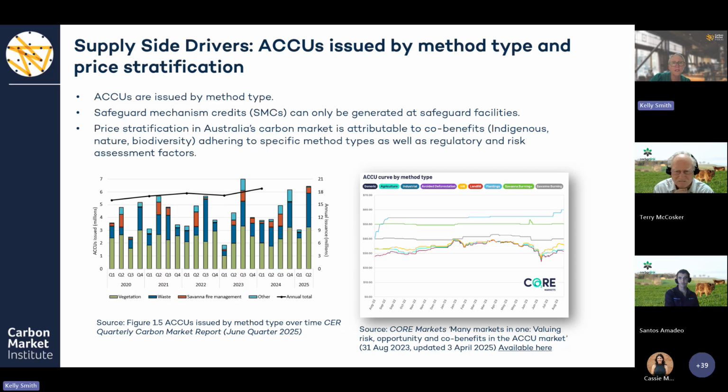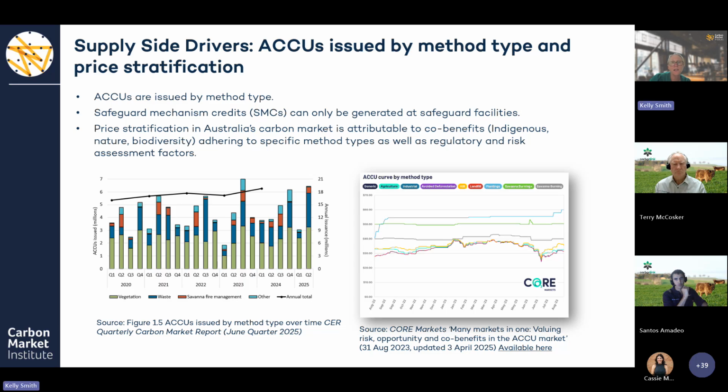So differences in risk, permanence, co-benefits, and general perception of a method all contribute to price variation, with, obviously, lower risk, co-benefit rich credits commanding a premium over the lower or perceived lower integrity or higher risk methods. Often the price that you hear quoted is actually what's called the generic ACCU price, which is just a spot price, where the buyer and the seller haven't stipulated the method.